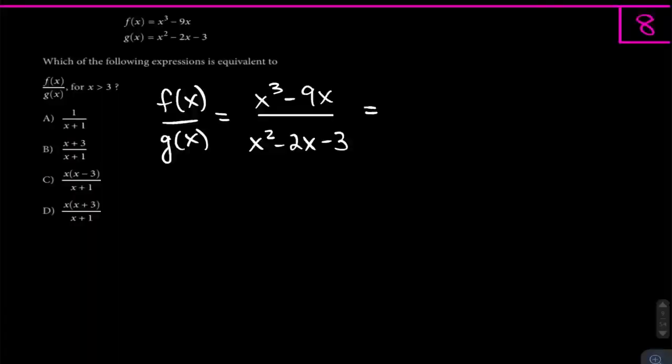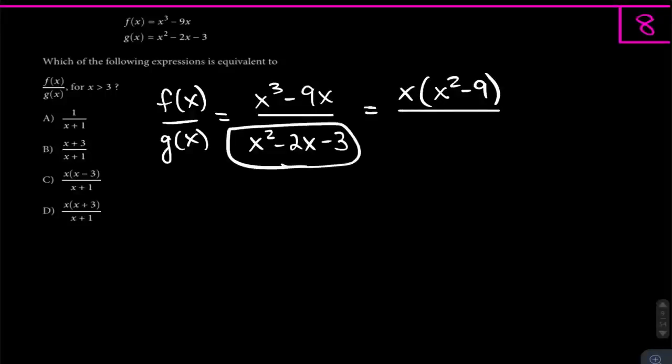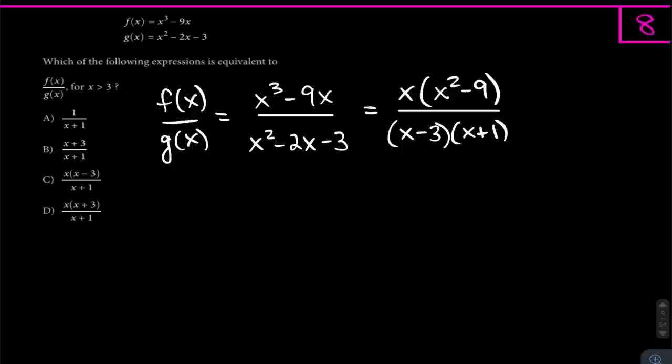So let's factor. We can factor out an x in the numerator and get x times x squared minus 9. If you were looking ahead trying to go fast with this problem, you might have already seen that you would get x squared minus 9 and a difference of perfect squares here. But let's say you didn't get that right off the bat. We're going to put this over the denominator while we factor it. The factors look like x minus 3, x plus 1, right? Negative 3 and 1 add to be negative 2 and multiply to be negative 3.